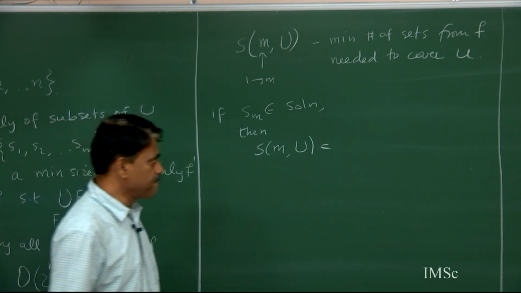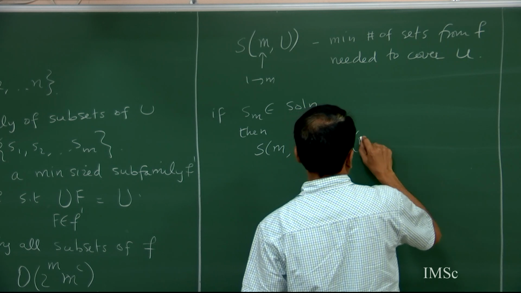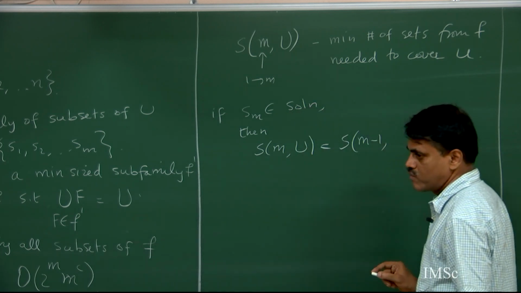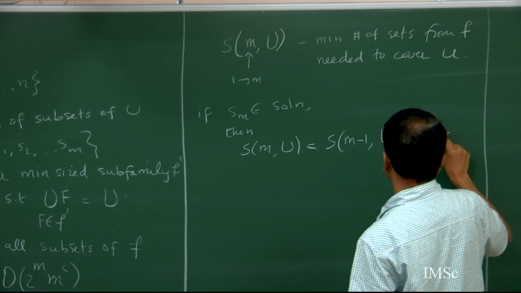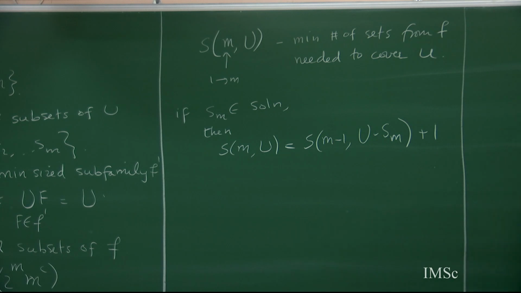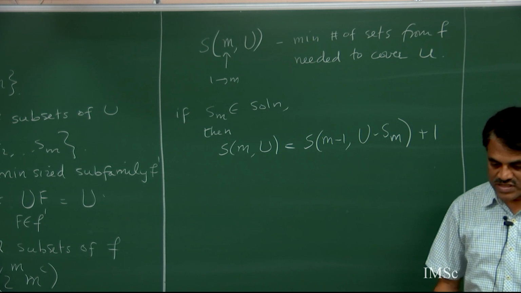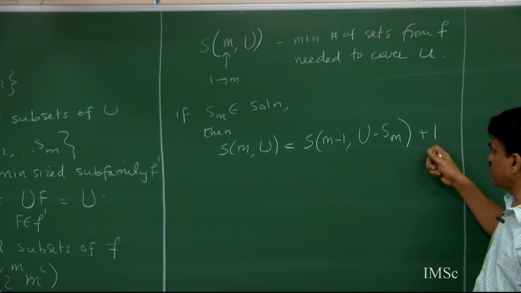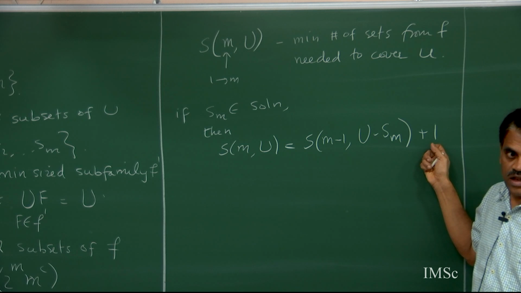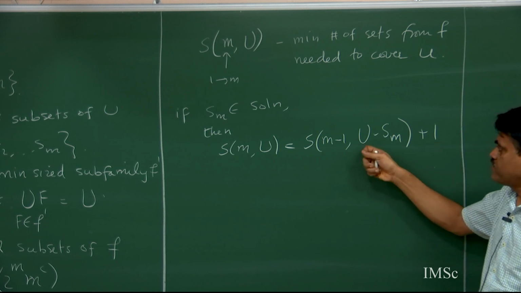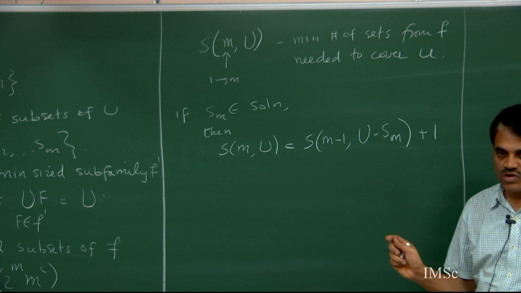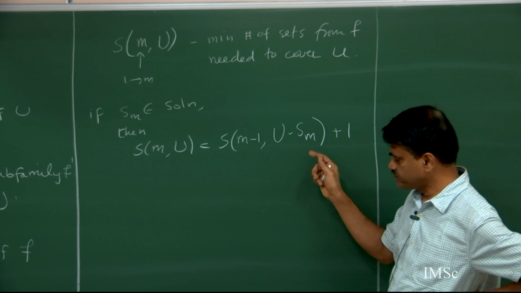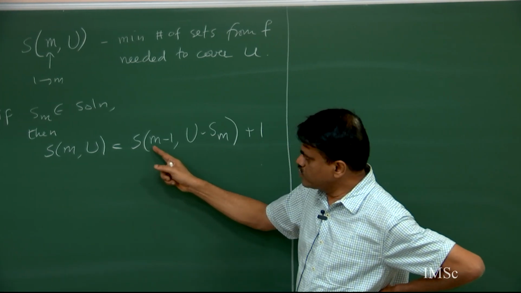Yeah. U minus Sm, because now that is what you want to cover. So, suppose I pick Sm into the solution, I am talking about how many sets do I need to cover the universe. So, I picked one set Sm. Now, what is left to do is to cover my universe minus Sm, because Sm is a set of elements, it already covers some elements of the universe. So, subtract that and use 1 to m minus 1.